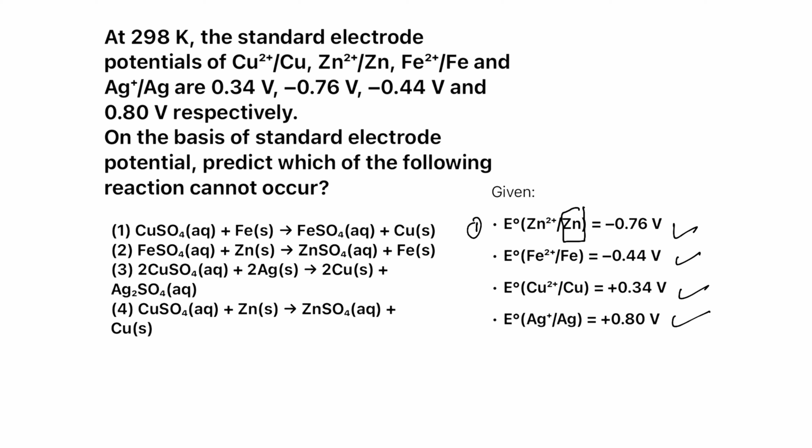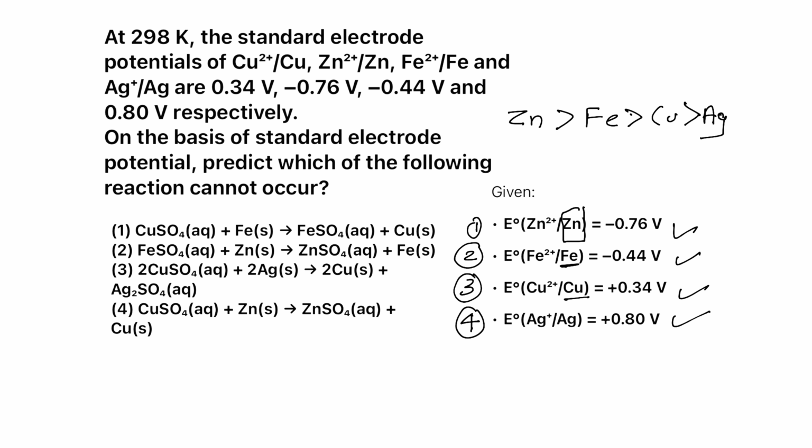Which one is next? Fe, right? So Fe is the next reactive metal. Then which one? Of course, it is copper, and the one which is maximum positive will be the least reactive one. Got it right? That is point number 1. So we got the activity order. Zinc is maximum reactive, then Fe, then copper, then least reactive is what? Silver.